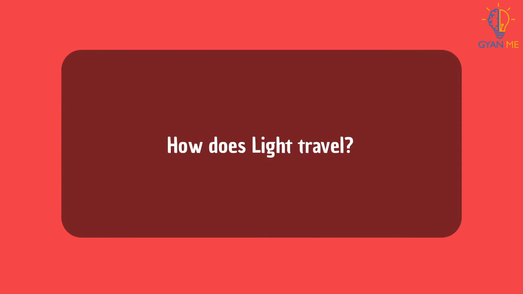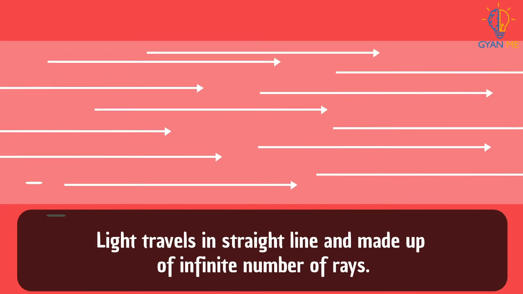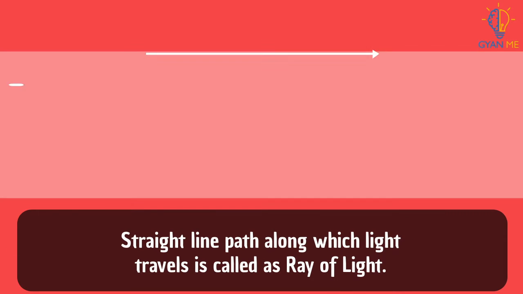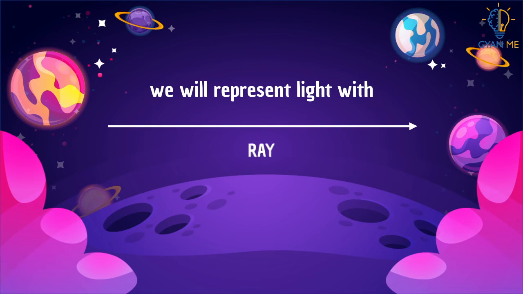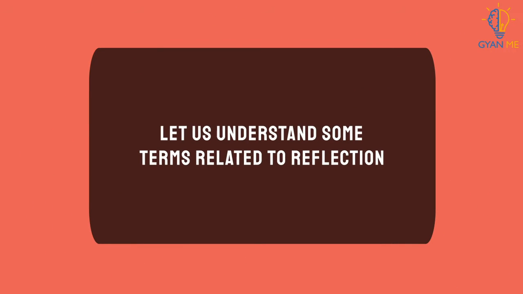Now, the natural question is, how does this light travel? Yes, we know that light travels in a straight line. Also, it is made up of many rays which travel together. The straight line path is called a ray of light. So from now we will represent this light as a ray. Now let us understand some terms related to reflection.